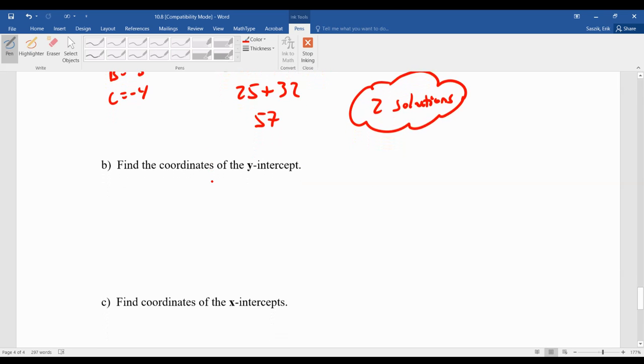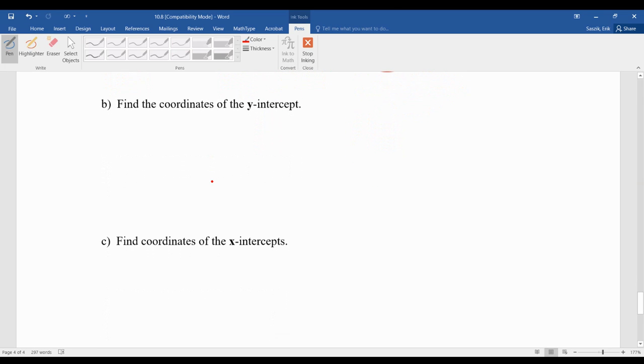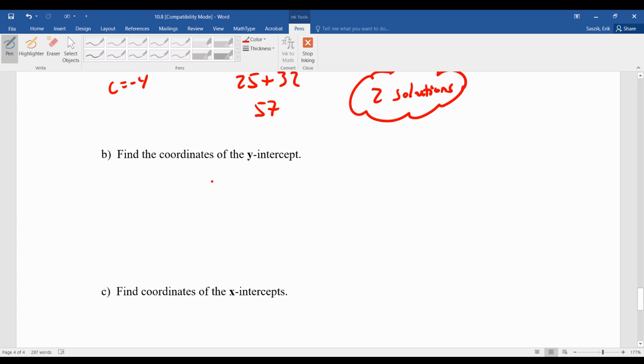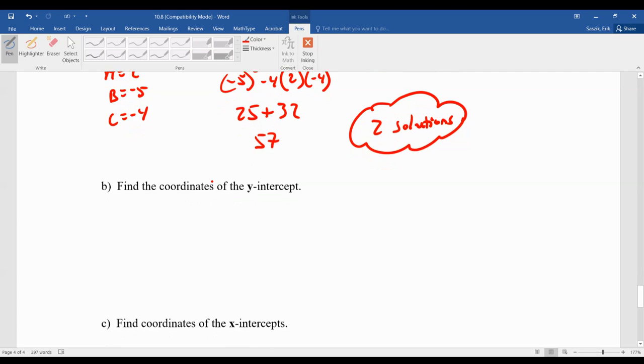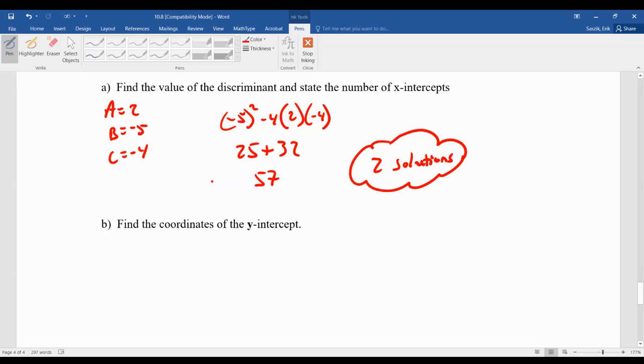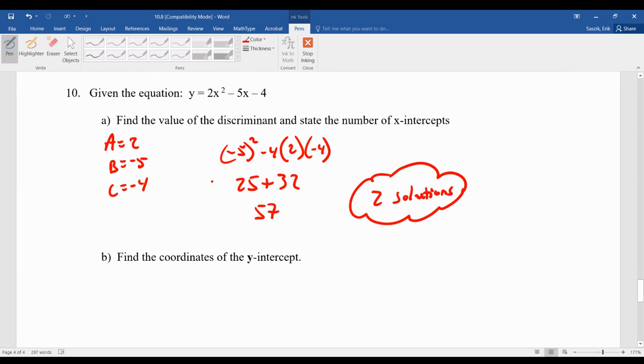Find the coordinates of the y-intercept. Remember, every x-intercept has a y value of 0. Every y-intercept has an x value of 0. So if I plug 0 in for x, that goes away. That goes away. My y is just -4, right? Easy peasy.